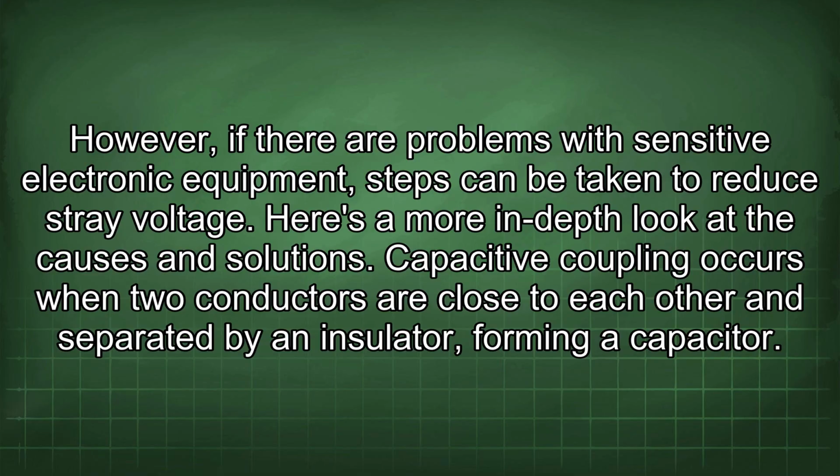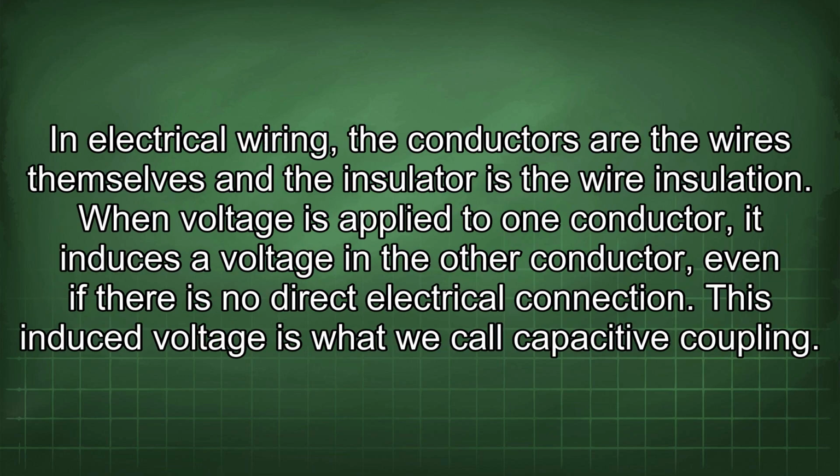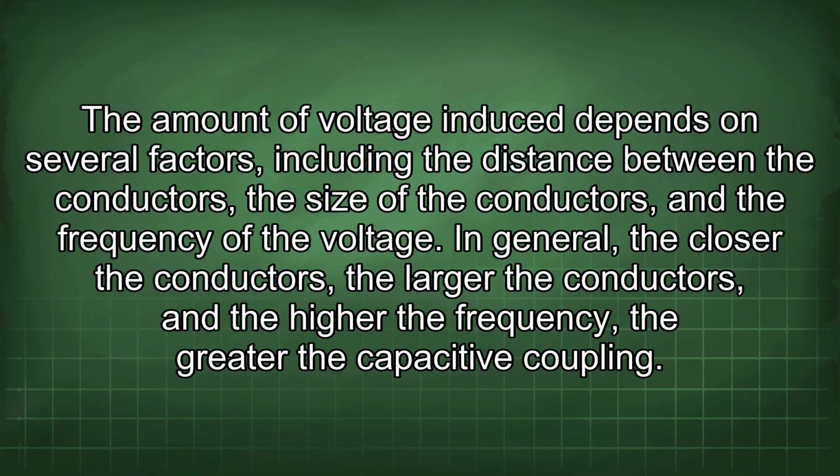Capacitive coupling occurs when two conductors are close to each other and separated by an insulator, forming a capacitor. In electrical wiring, the conductors are the wires themselves and the insulator is the wire insulation. When voltage is applied to one conductor, it induces a voltage in the other conductor, even if there is no direct electrical connection. This induced voltage is what we call capacitive coupling. The amount of voltage induced depends on several factors, including the distance between the conductors, the size of the conductors, and the frequency of the voltage. In general, the closer the conductors, the larger the conductors, and the higher the frequency, the greater the capacitive coupling.